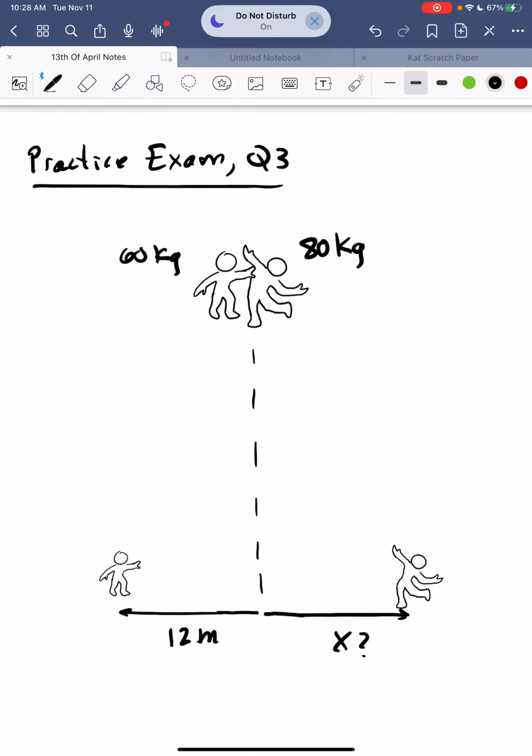There is a problem on the practice exam, question number 3, that looks like a conservation of momentum problem. And I think it'd be a good one to know how to solve. So let me show you how to do that here. So here's what the problem says.